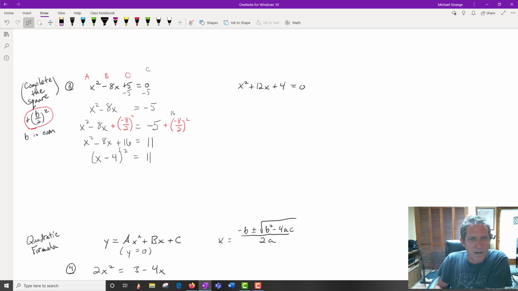And now to get rid of the square, we just take the square root to the other side. So x minus 4 equals the square root of 11, plus or minus. And now I can just move the 4 over. So x is equal to 4 plus or minus the square root of 11. So go ahead and pause the video and then you give it a try.